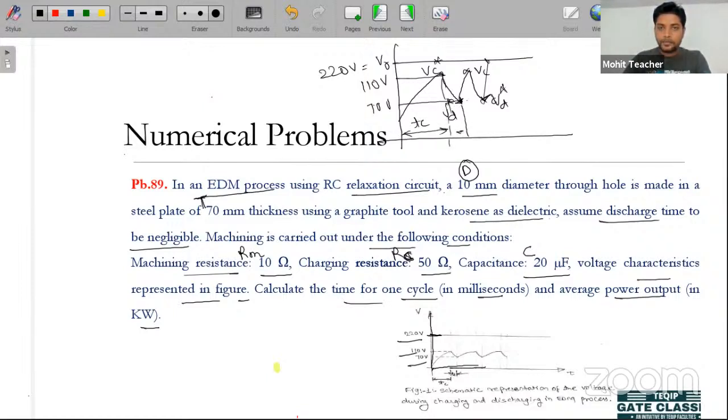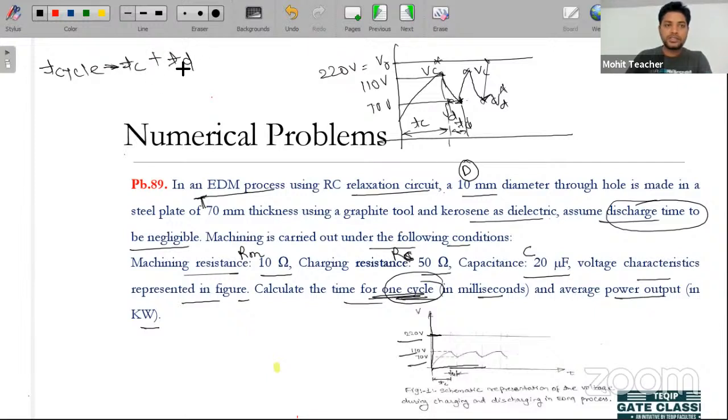But what you have to calculate is the cycle time for one cycle, okay, and you have to assume that discharging time is negligible. So the cycle time, T cycle, will be equal to TC, the time taken during the charging, plus the time taken during the discharging. तो ये आपको negligible consider करके चलना है, so this value will be equal to TC only, okay, so please keep in mind this one.